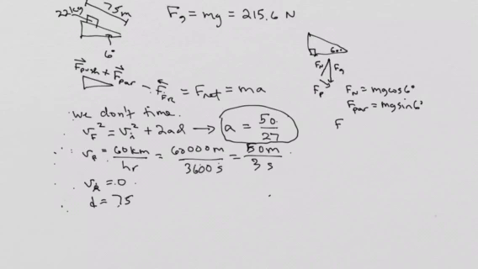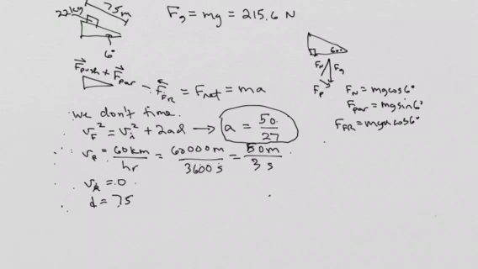Finally, the force of friction is mg mu cosine 6 degrees. The force of friction in general is the normal force times mu. All right, let's keep going here.